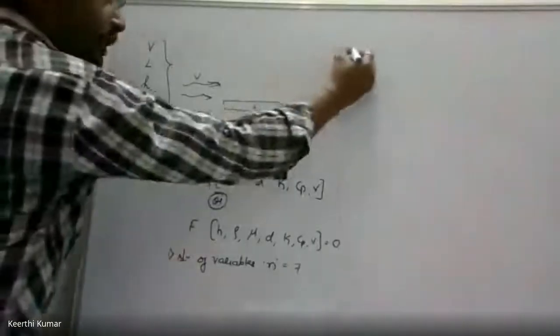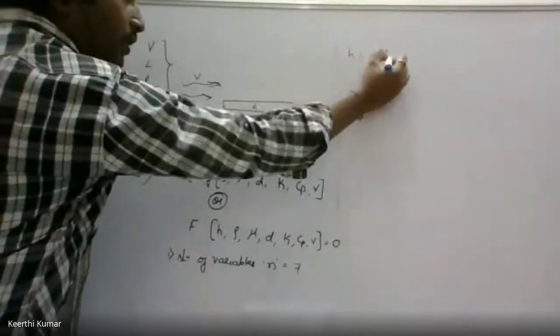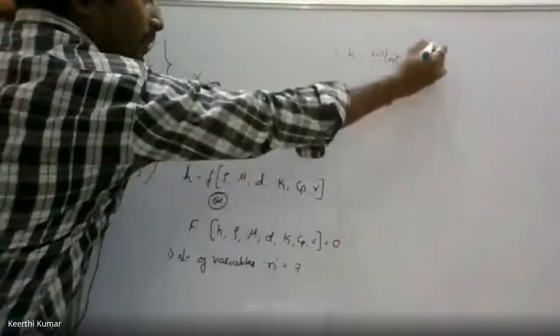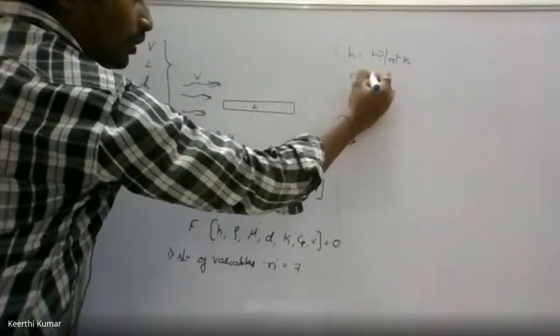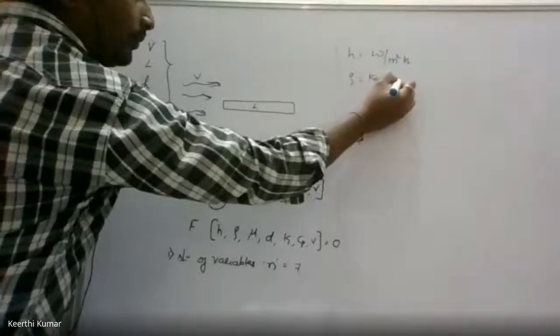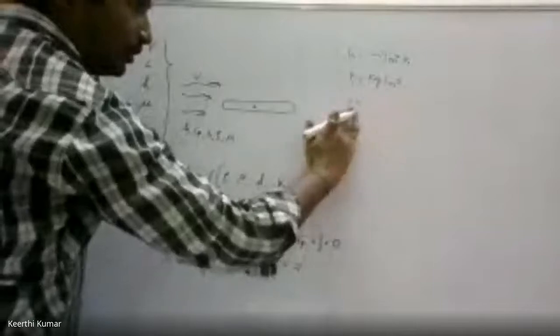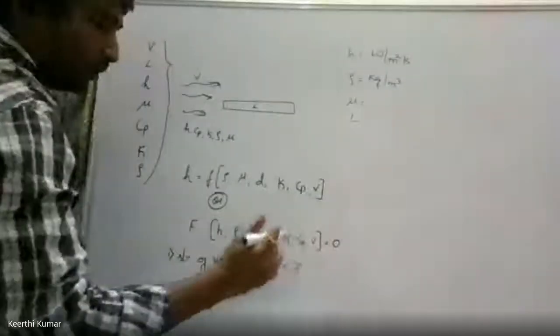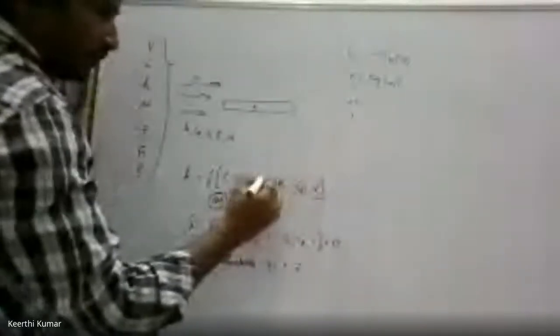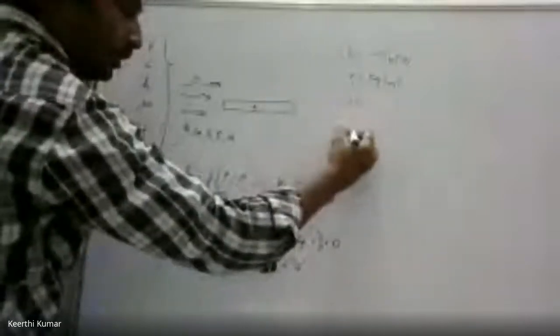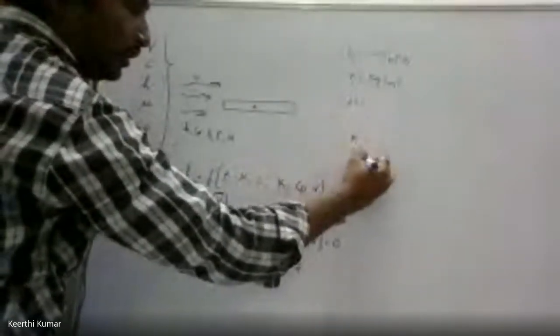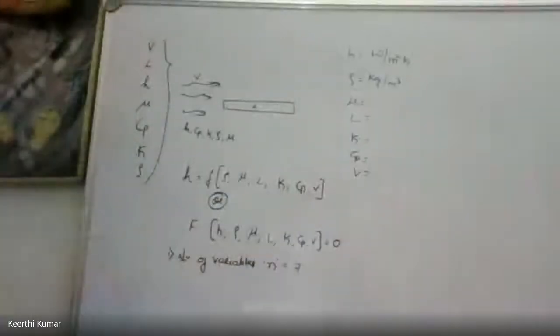So after this, what are we supposed to do? We're supposed to write down the formulas. What is the unit for H? H is watts per meter square Kelvin. Express that in MLT form. Rho, kg per meter cube. Express this in MLT form. Mu, and L, the length of the plate, and K, Cp, V. Everything, please express in the MLT form first, so that I'll explain how to take the repeating variables.